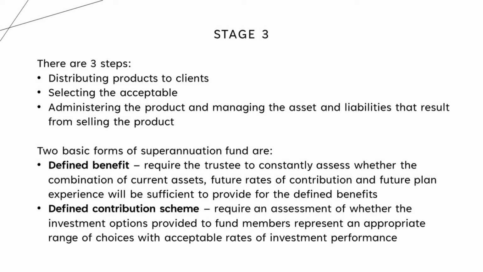The 2 basic forms of superannuation fund are defined benefit and defined contribution schemes. Defined benefit funds require the plan administrator or the trustee to constantly assess whether the combination of current assets, future rates of contribution from both the fund sponsor and the members, and future plan experience including investment performance and expense level will be sufficient to provide for the defined benefits.